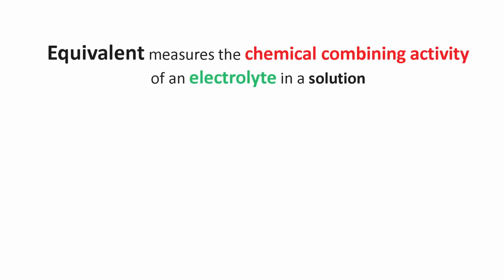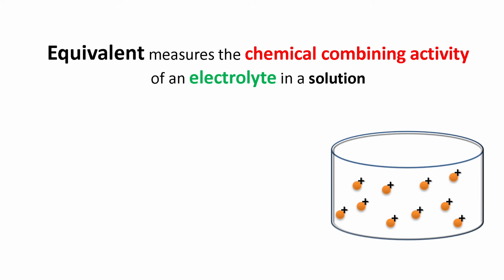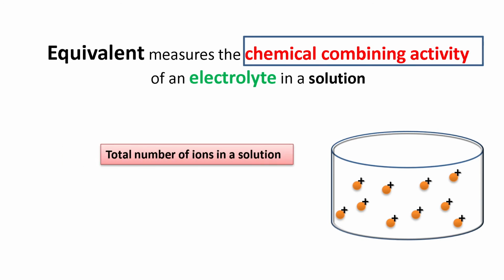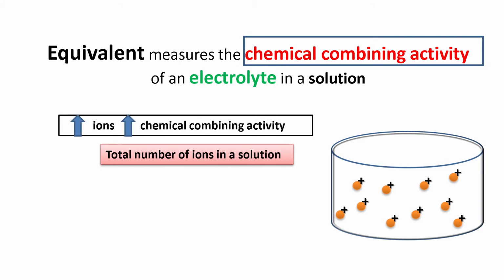Remember, when we talk equivalence, that means we are talking about electrolyte in a solution, because equivalent measures the chemical combining activity of an electrolyte in a solution. The chemical combining activity depends on 2 factors. Number 1, total number of ions in a solution. More the ions in a solution means the more chemical combining activity. Lesser the number of ions in a solution, lesser is the chemical combining activity.